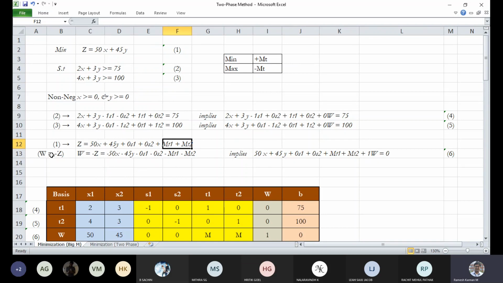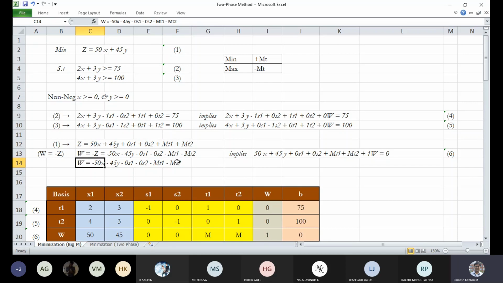Then we cannot directly use minimization in the simplex, so instead we convert it into the equivalent maximization problem. So W equals minus Z, which means every term will become negative. Minus Z equals this, and W equals minus Z, so if you put everything with a minus sign, it will all become negative. So this is W.